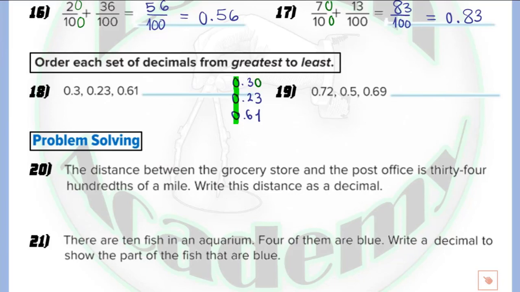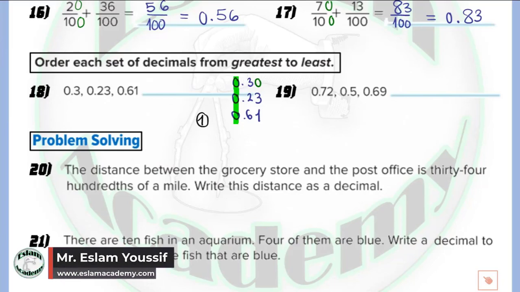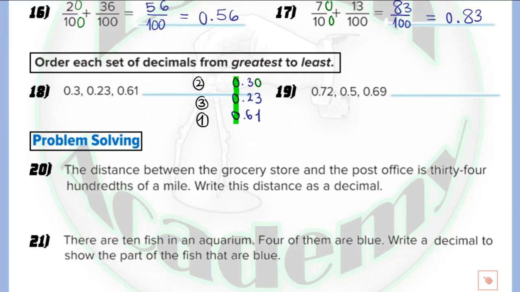Now we need to arrange. You will find that the first number here will be 0.61. That is the greatest number. And after that will be 0.30, because 30 is more than 23. And that's how we can arrange from the greatest to the smallest.